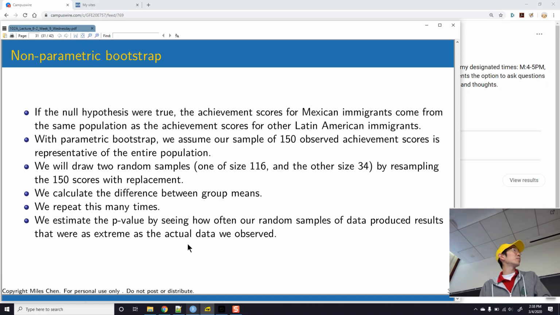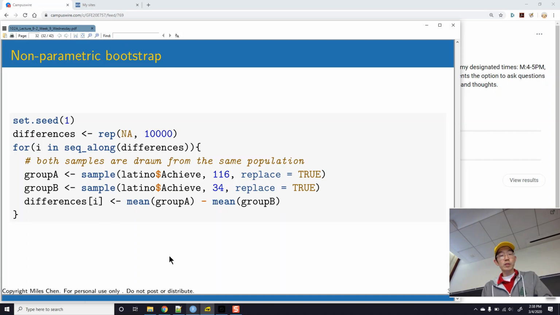We're going to repeat this many times, and we're going to estimate our p-value by saying how often our random samples produced results that were as extreme as the actual data that we observed. So this is how our non-parametric bootstrap is going to work. This is the code that we run, okay? I set up a vector for differences. We're going to say 10,000 of these things. I run a for loop for each of these things. And you can see this is quite similar to the randomization test, except the big difference is here I'm doing a sample with replacement of the size.